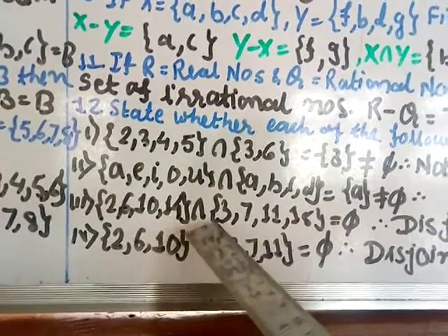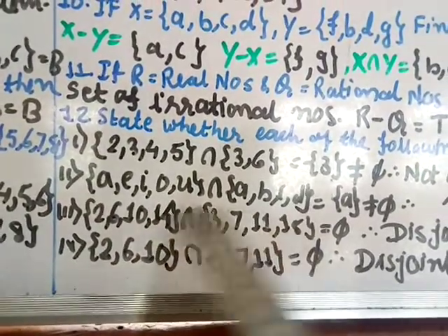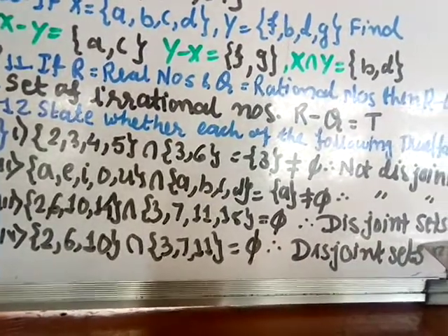10, not there. 14, not there. Same way, if you see from here, also no common element. So it is equal to phi. That means they are disjoint sets. That means question Roman number 3 is true.